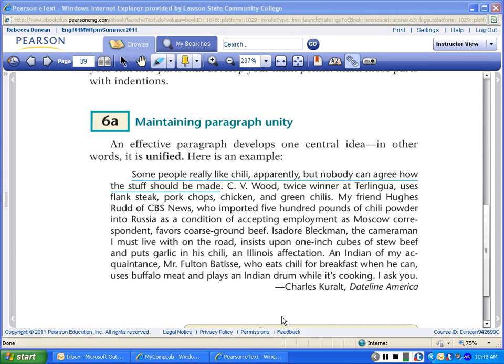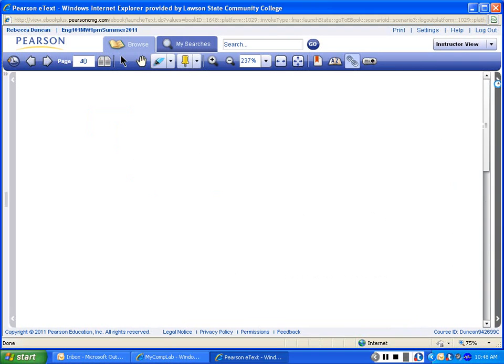An Illinois affectation, which means that's how they do it in Illinois. An Indian of my acquaintance, Mr. Fulton Batiste, who eats chili for breakfast when he can, uses buffalo meat and plays an Indian drum while it's cooking. I ask you. Now, this is not a formal essay. It's from a reporter for Dateline. But everything in every statement, comment, detail supports this idea that there are a great variety of ways that people think chili could be made and what should be a part of it.